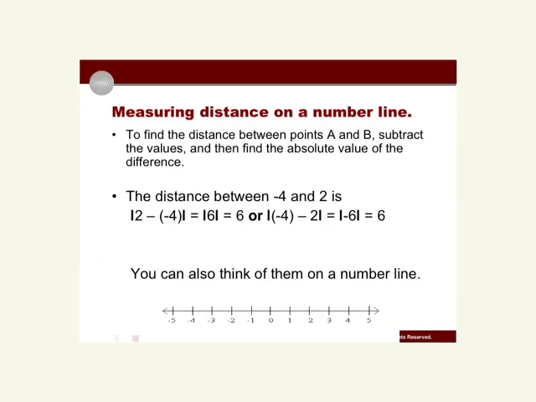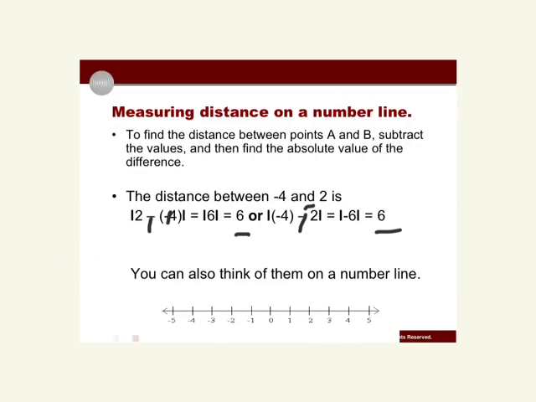Alright, one last thing is just measuring the distance on a number line. To find the distance between points A and B, we subtract the values and then find the absolute value of the difference. So for example, if we have negative 4 and 2, to find out how far apart negative 4 and 2 are, well, we can take 2 minus a negative 4. Again, we keep, change. That becomes the absolute value of 6, which is 6. Or we have the absolute value of a negative 4 minus 2, keep, change. And that would give me a negative 6, and the absolute value of that is also 6.